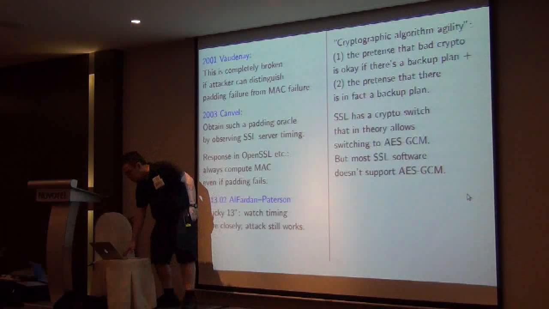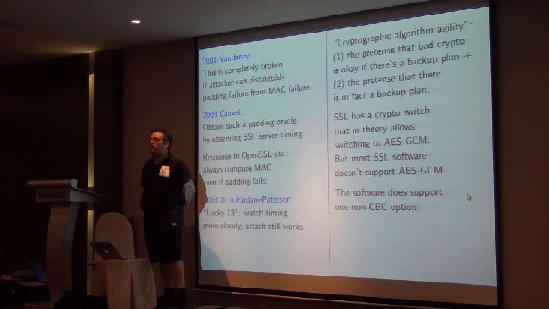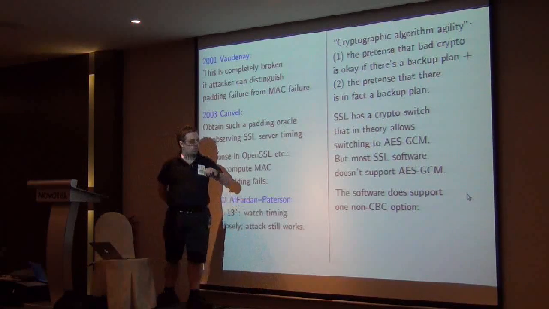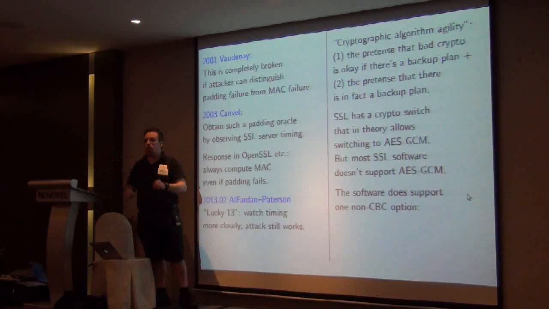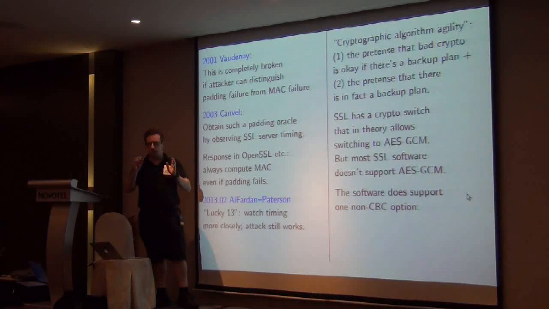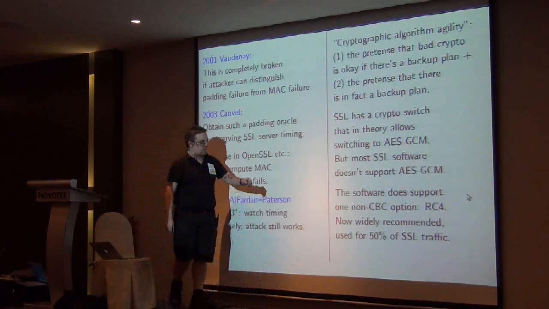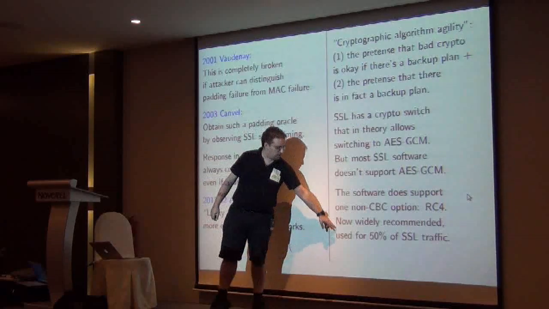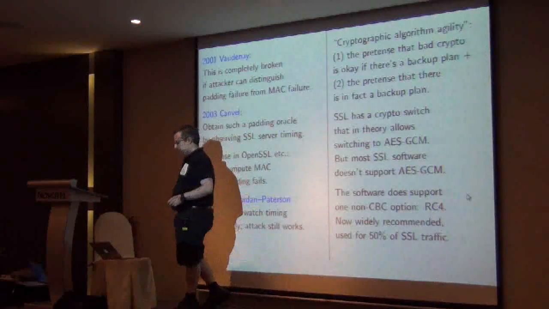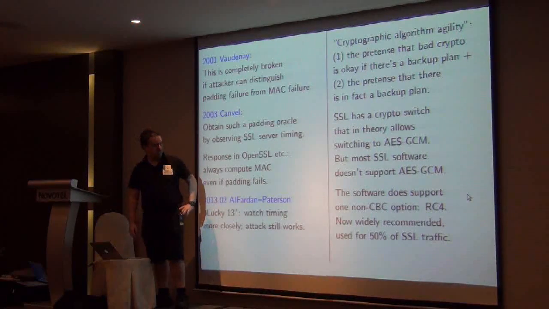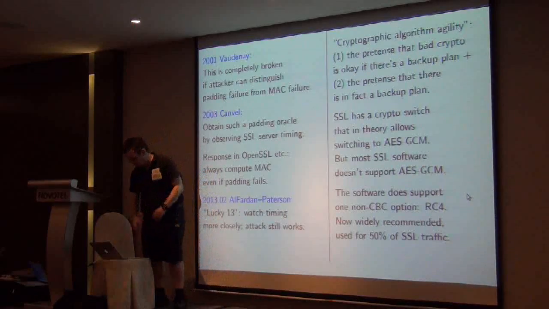Okay, so what do you do instead? Well, there is one alternative to AES-CBC or other CBC modes, which is supported by all of the clients, all the servers out there, and which you can just turn on. Here's the emergency backup plan in case of failure of AES-CBC: you switch to RC4. And more sites are in fact doing this. This is now more than 50% of SSL connections on the internet. And lots of people are recommending switching to this because it's obviously much less fragile than AES-CBC.